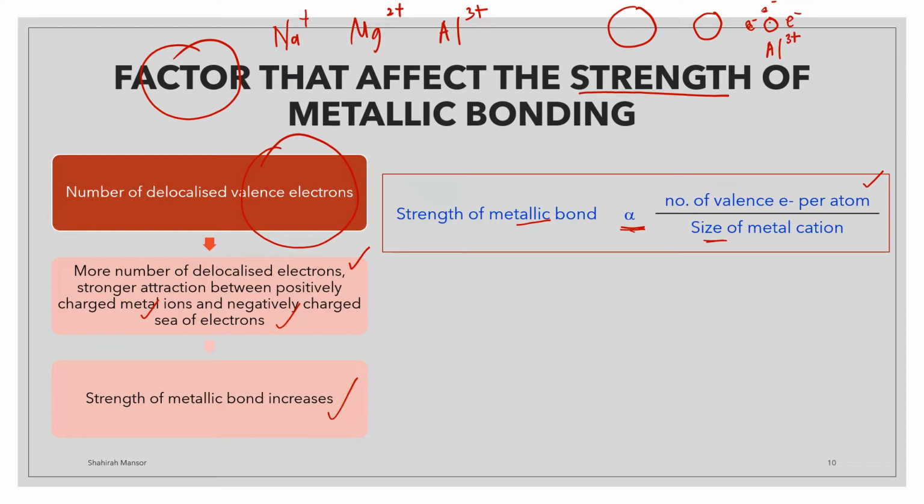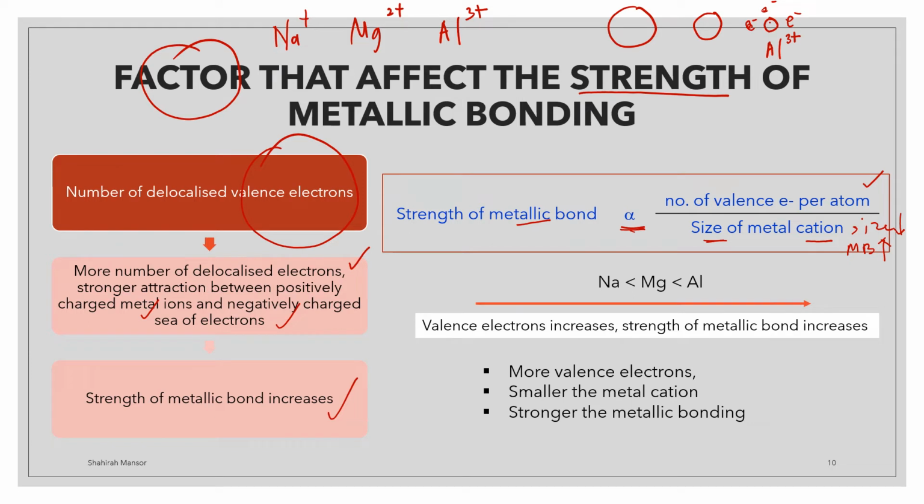Okay, maksudnya di sini the smaller the size of the cation, the stronger the metallic bonding. Okay, sebab hubungan di antara mereka adalah inversely proportional. So di sini daripada sodium to magnesium to aluminium, as the number of valence electrons increases, the strength of metallic bonding will be increases. So more the valence electron, smaller the cation, stronger the metallic bonding.